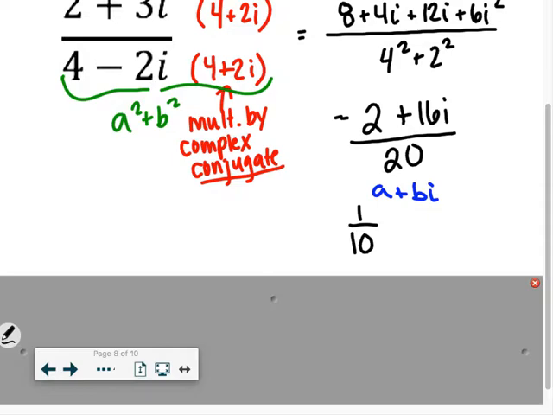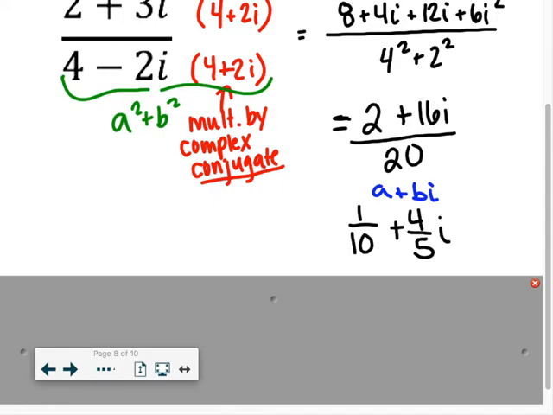What is 16 divided by 20? Both divide by 4. 4/5. 4/5 i. So I can see my real part is 1/10. My imaginary coefficient is 4/5. Okay, but they're separate. This is an equal sign, not a negative.